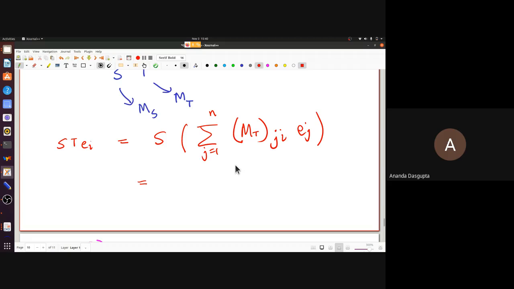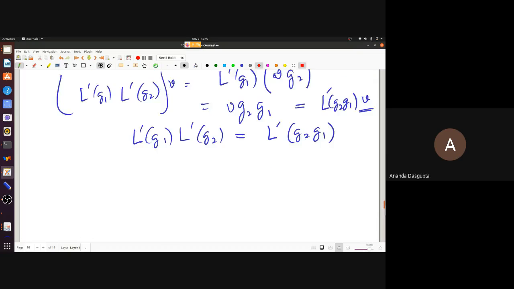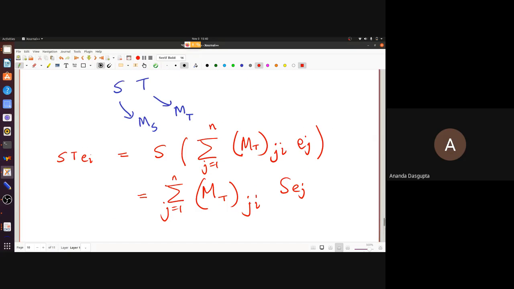What happens after that? This S acts on this, right? S is the linear operator. On this side, these are numbers. This is the vector, right? So what will S do? It will simply jump across the M_T ji's, go and hit e_j, right? And you get S e_j. Is it okay? Yes. Oops, where did I go? Oh, I wrote somewhere in the middle.